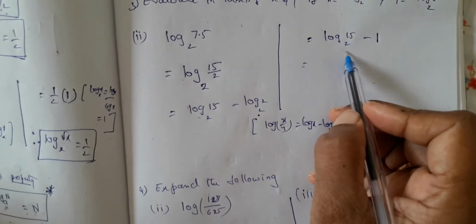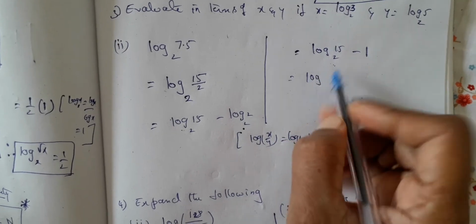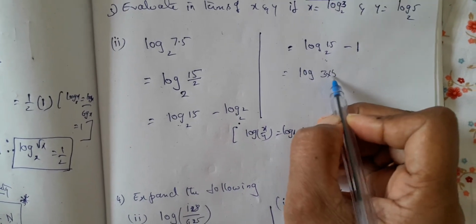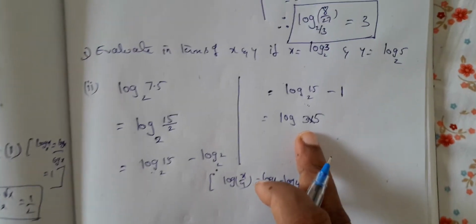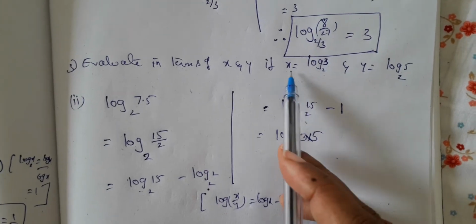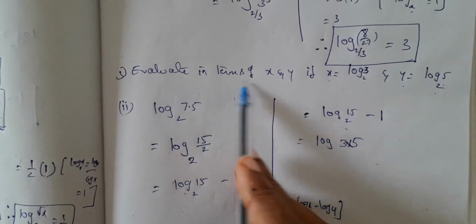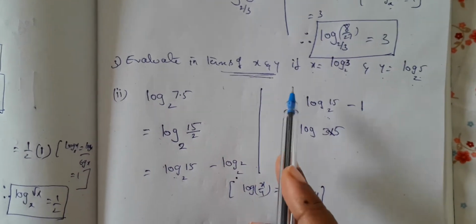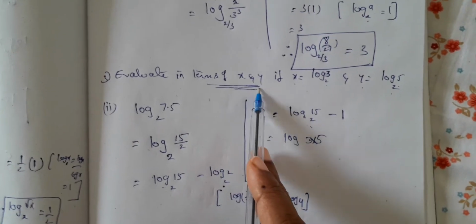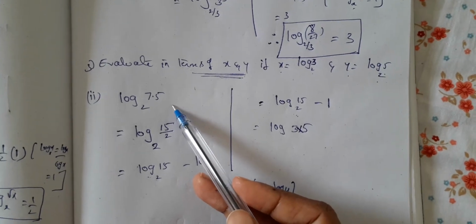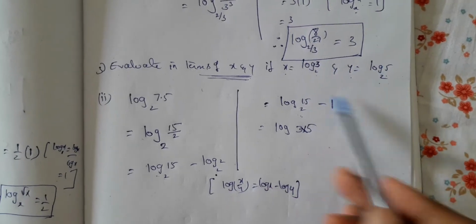Now log 15 base 2. 15 can be written as 3 into 5. Why am I writing it as 3 into 5? What is the need for me to write it? Because in the problem it is given that log 3 base 2 is x, log 5 base 2 is y, and we have to evaluate in terms of x and y. That means we must get an answer in terms of x and y. So whatever problem is given to me, I am trying to convert it into this form so that I can use these two.